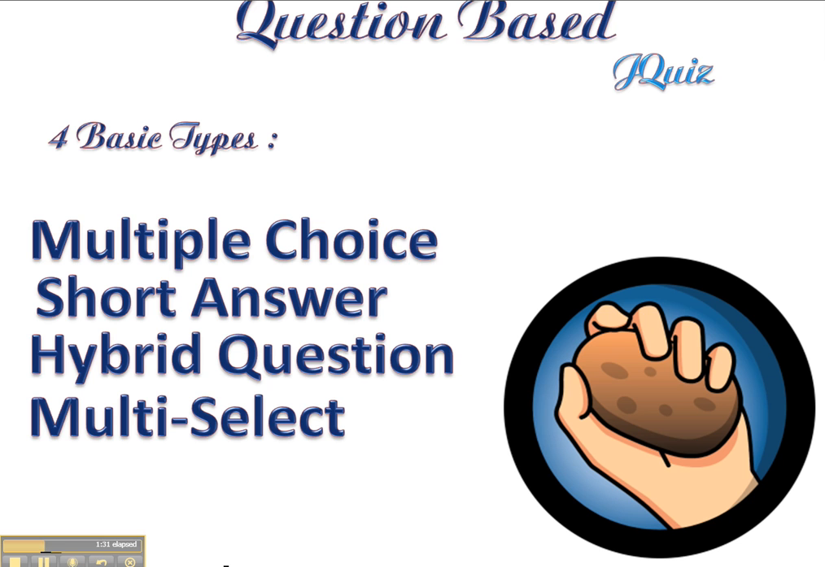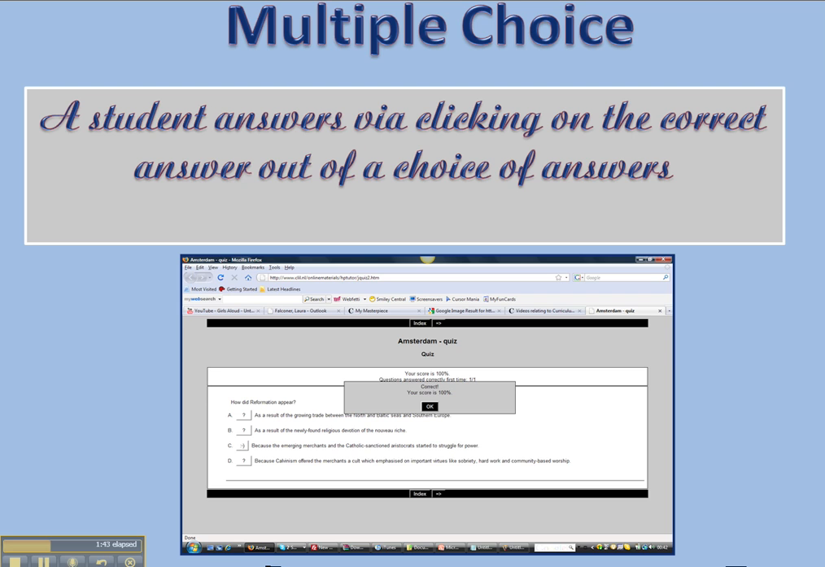Question-based exercises come in 4 different basic types: the multiple choice, where a student answers by clicking on the correct answer; short answer; hybrid question; and multi-select. This is an example of a multiple choice answer, where the student chooses the correct answer out of a list of answers.